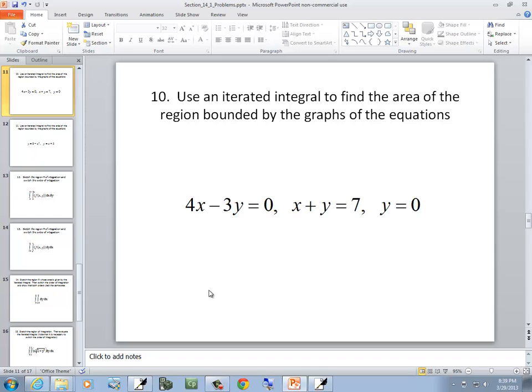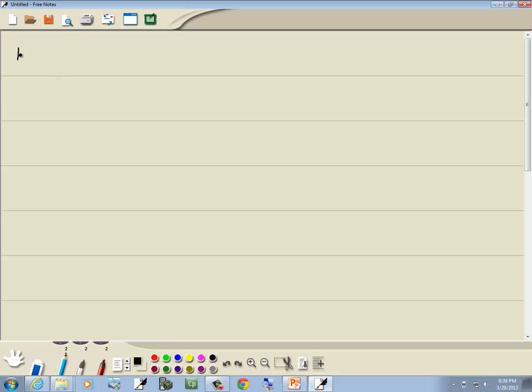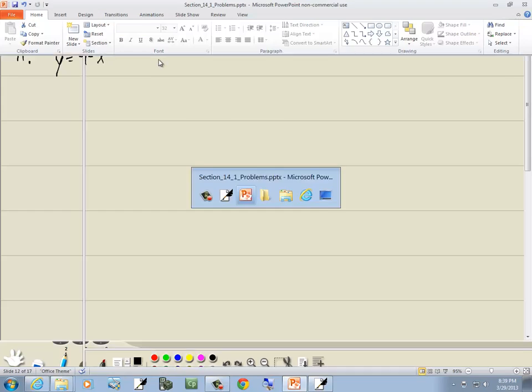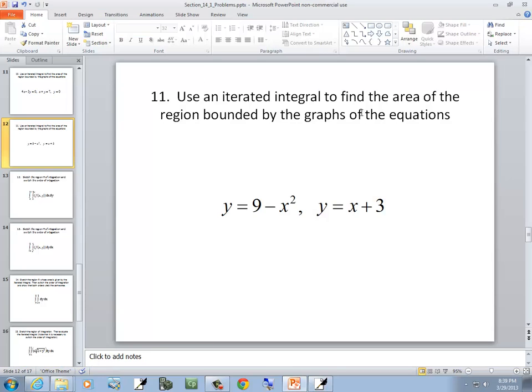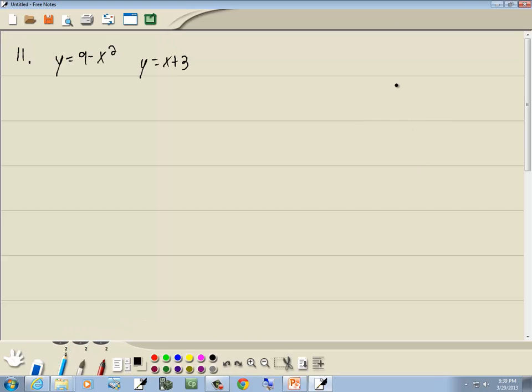Okay. Grab a drink before I do this one. So we got y is equal to 9 minus x squared, and y is equal to x plus 3. And same instructions, use an iterated integral to find the area of the region bounded by the graphs of the equations. Well, let's look at the graph here. 9, 1, 2, 3, 4, 5, 6, 7, 8, 9. 1, 2, 3, 1, 2, 3.